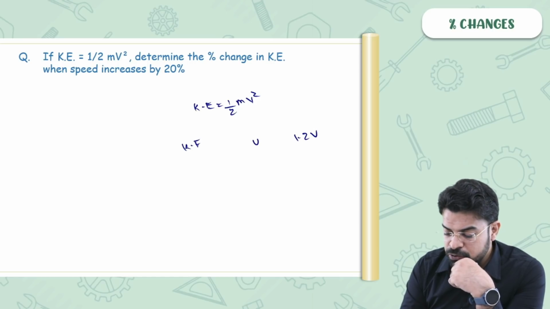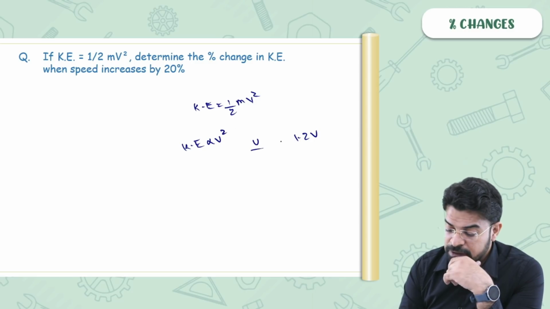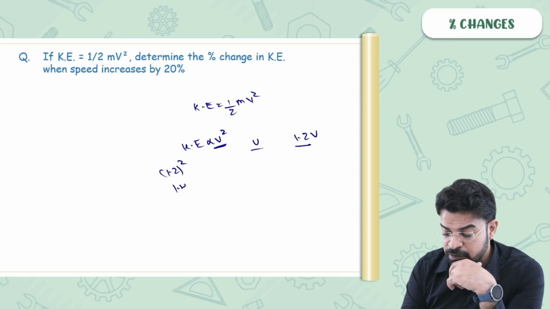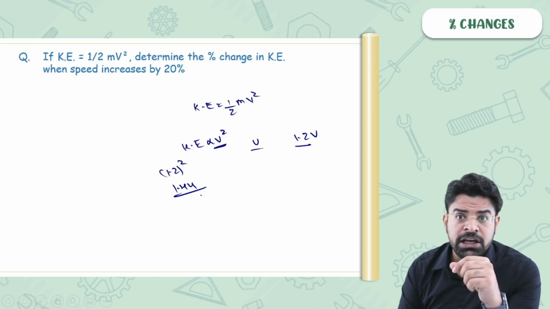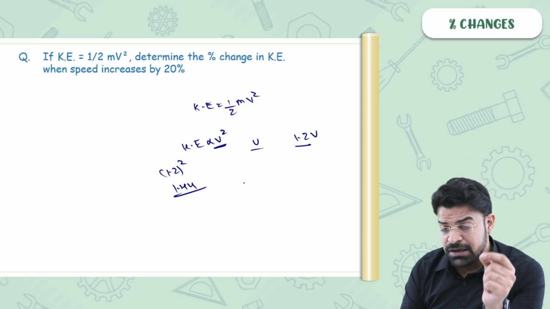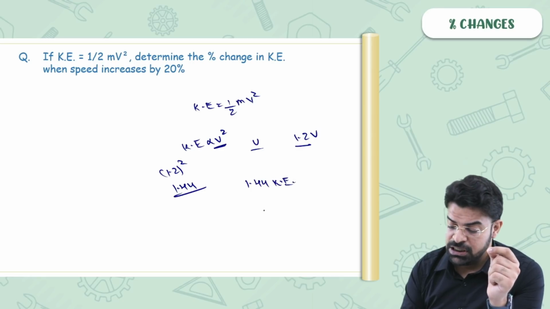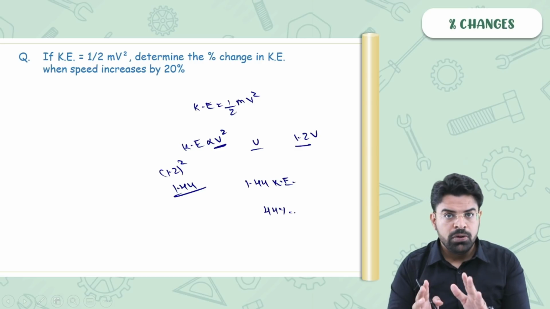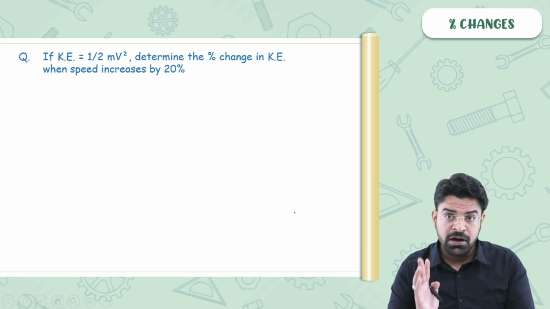Kinetic energy is proportional to v square. I do not write this, I think all of this in my head. So when the speed becomes 1.2 times, kinetic energy, which is proportional to v square, will become 1.2 whole square times, that will be 1.44 times. If the final kinetic energy is 1.44 times the initial kinetic energy, the percentage increase in kinetic energy is 44%. This is how we roll. But let's do it slowly because we are learning.